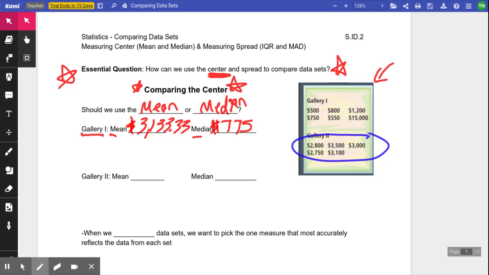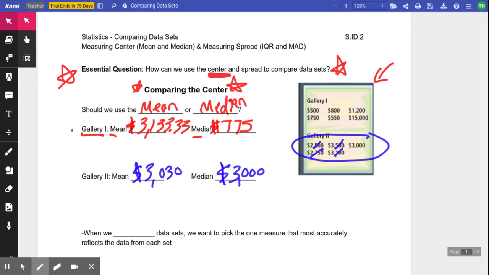And when I do that, my mean or my average is $3,030, okay? And then my median, when I line them up from least to greatest, well, my smallest one is 2750, my largest is 3500, my next smallest is 2800, and then my next biggest is 3100. So my median is actually 3000.